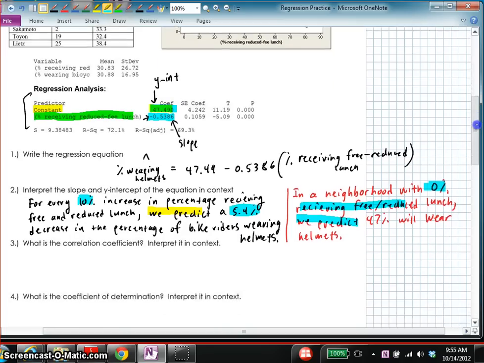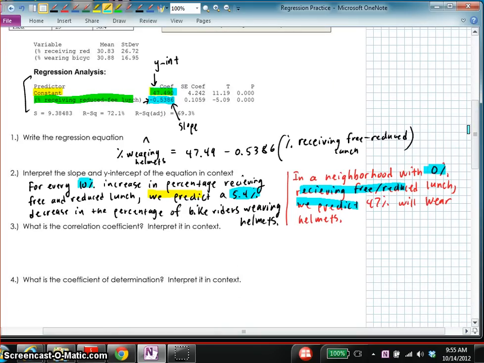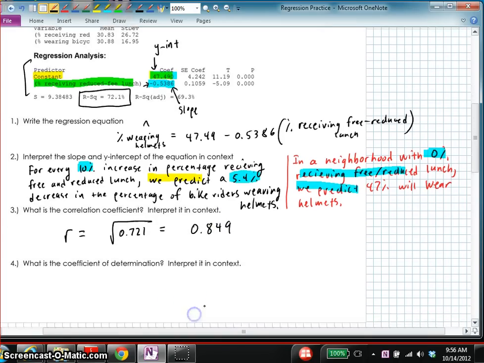Okay. Next question is, what is the correlation coefficient interpreted in context? Remember that the correlation coefficient is r. We're given r squared. Now, r squared is a percentage. r is not a percentage. r is between -1 and 1. So if we're going to take the square root of this, we need to take the square root of the decimal equivalent of that percentage. And so if we do that, we get 0.849.